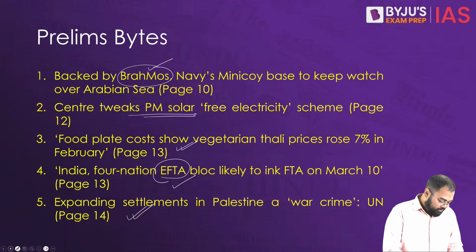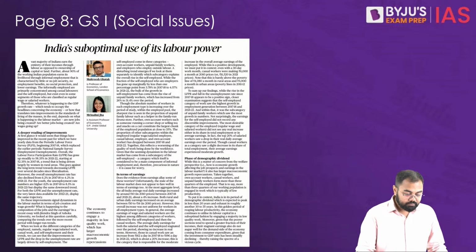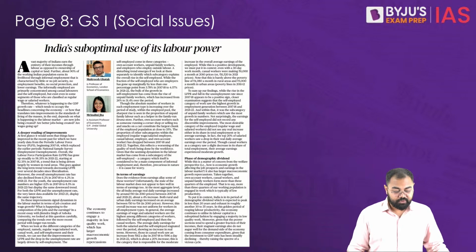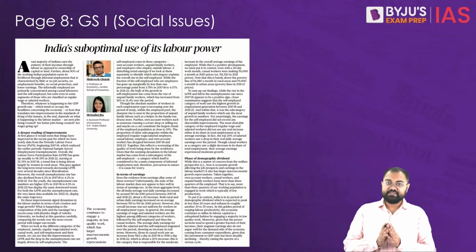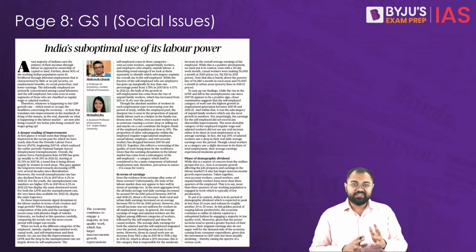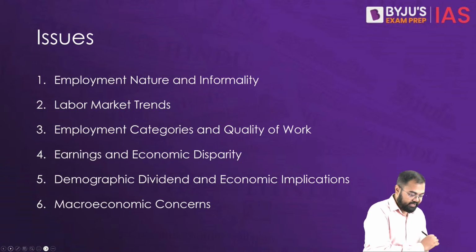So let's start with the first article, and the first article that we have right here is this: India's suboptimal use of its labor power. Now, what exactly this article is saying, let's try to understand that first. What is the context of this article, and then we'll delve into the details of this article.